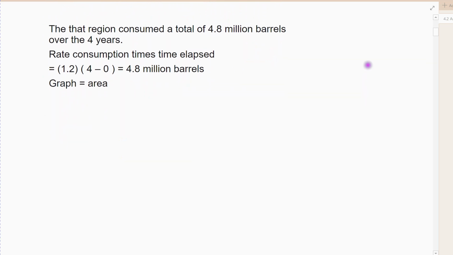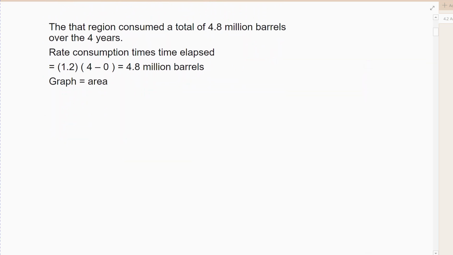So it's a derivative, and I'm going to graph it in a second. What that translates to is if I find the area of the region under that constant curve, since they consume 1.2 million barrels per year for 4 years, I take 1.2 times 4, and so over the 4-year period they consumed a total of 4.8 million barrels of oil. Where it comes from is every year they consume 1.2 over the 4 years, the change in years, and so you get 4.8 million barrels. And then we're going to translate that to area. How can you understand that with area?